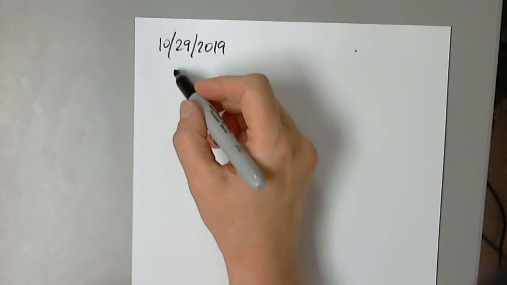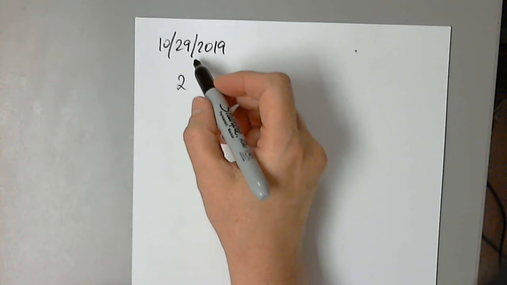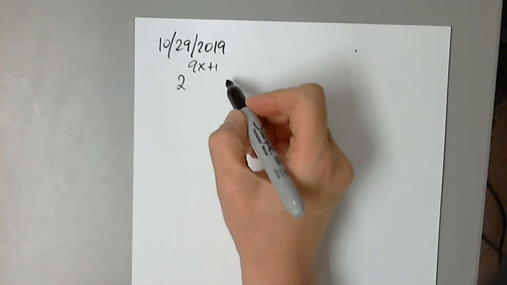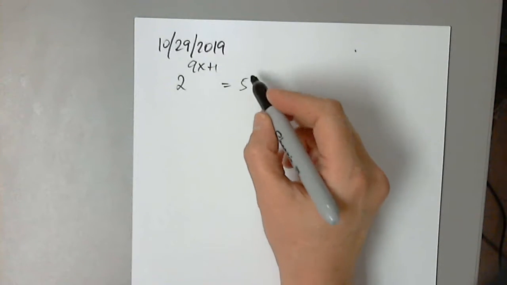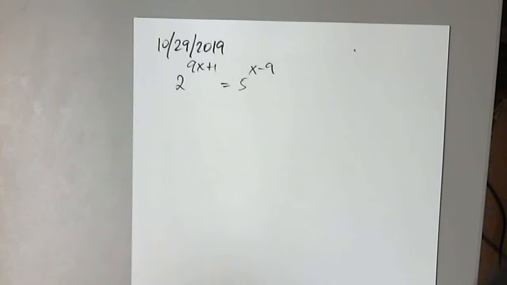Okay, I'm ready. Yes, please, Bailey, go ahead. 2 to the 9x plus 1 equals 5 to the x minus 9. Very good. Excellent problem. What type of equation is this?